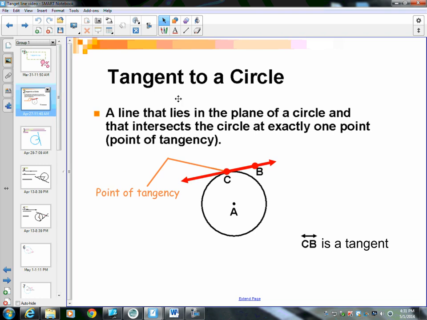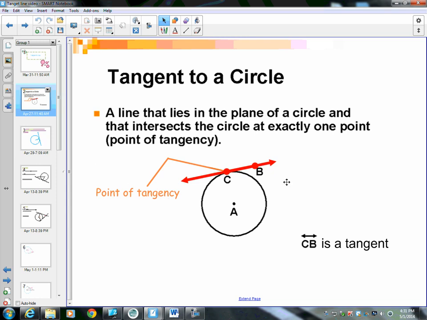The definition of a tangent line is a line that lies in the plane of a circle, which means it's flat like the circle is, that intersects the circle in exactly one point. We call that one point the point of tangency. In this example, this red line is a tangent line. Line CB is a tangent line to circle A, and it intersects the circle exactly once at point C. We call that the point of tangency.